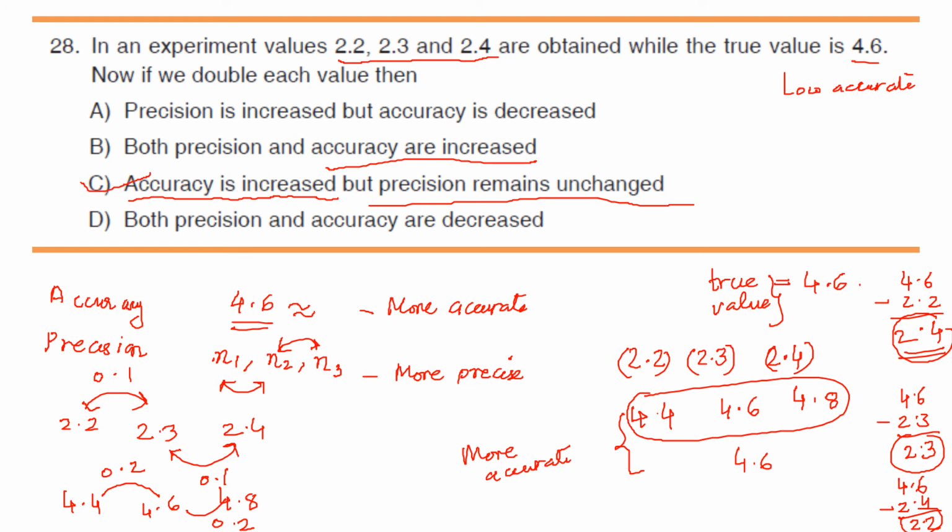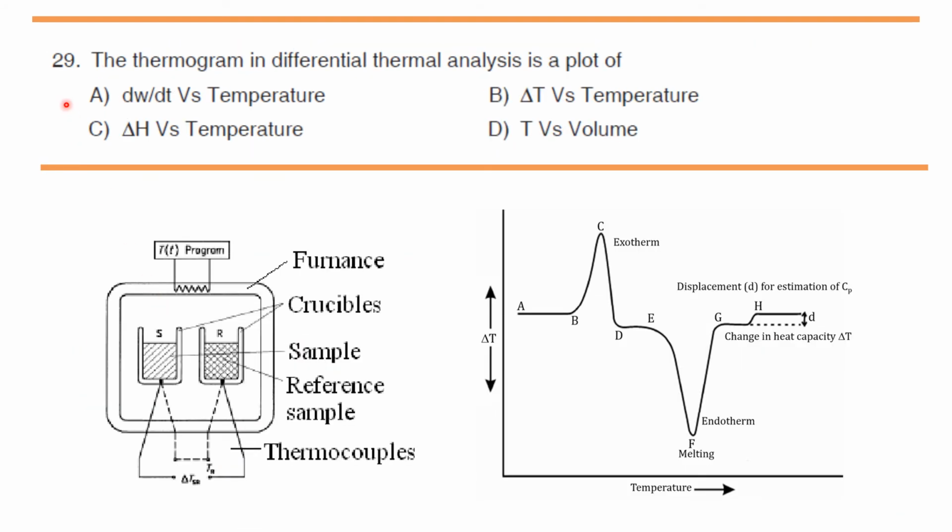Okay, so let's have the third question, and this question is about differential thermal analysis, or DTA. DTA is a kind of thermal analysis. You are having different types of thermal analysis like TG, thermogravimetry, differential thermogravimetry like DTG, DTA is there, and DSC, differential scanning calorimetry. These are some kinds of thermal analysis that we perform with a specimen or a material.